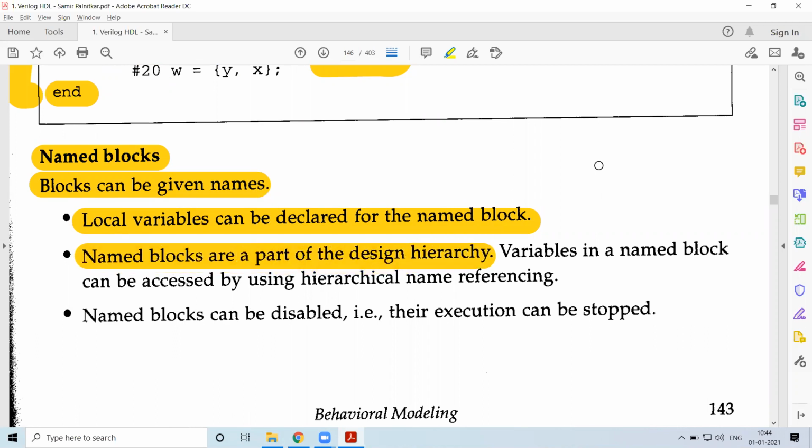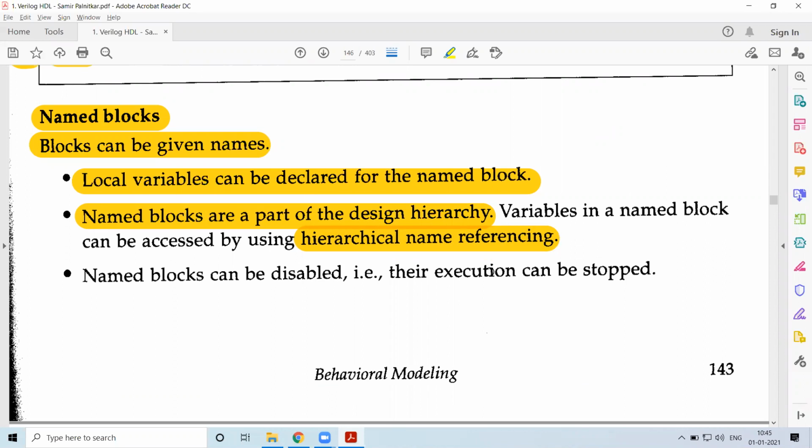What does this imply? If you remember, you have hierarchical names, right? That is made available when you name the block. That is, if I want to get access to one of the parameters or one of the variables in that block in another module, I can go for hierarchical naming and then access that variable. That is what we specify as hierarchical name referencing. We can do that in these cases if you name the block. An example is there. Then named blocks can be disabled. That is the last part we'll be looking out for in this case.